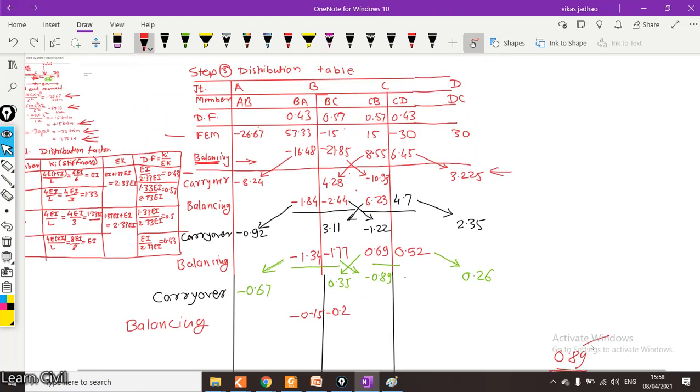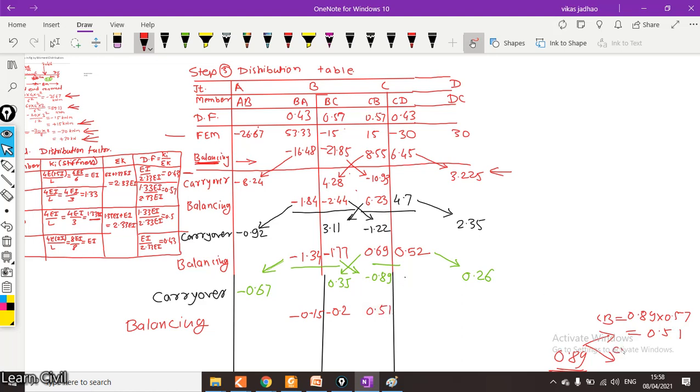This 0.89 will be distributed among CB and CD in terms of their distribution factors of 0.57 and 0.43 respectively. So for CB, this is 0.89 into 0.57, that is the distribution factor. So this will be equal to 0.51. So apply a balancing moment of plus 0.51 here.